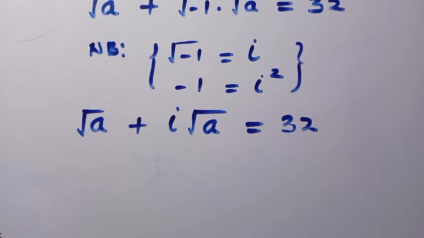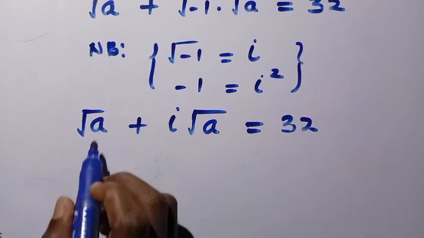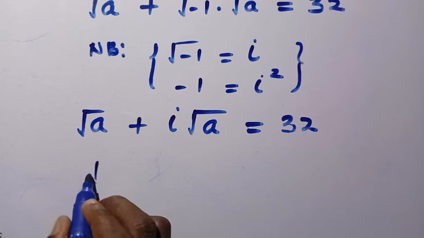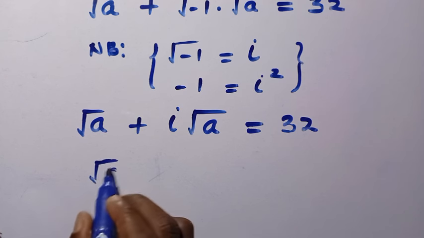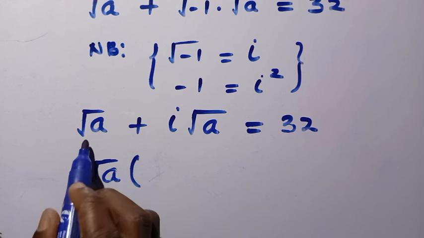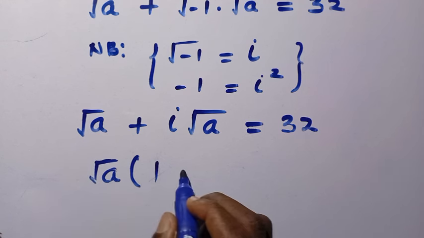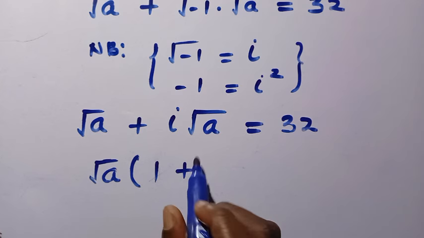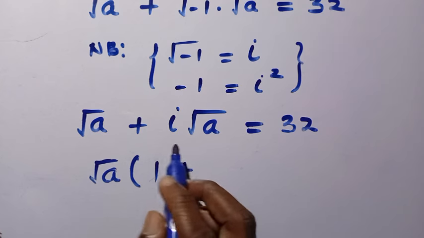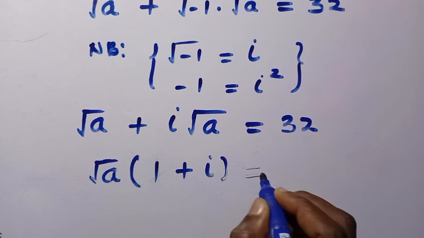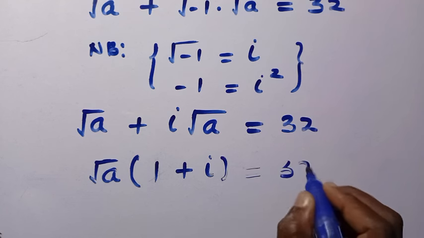In the next step, let's factor out root a from here. By factoring out root a, we have this as root a bracket. Let's divide this one by root a. We have it as 1 plus, also by dividing this one by root a, we are left with i, and this equals 32.